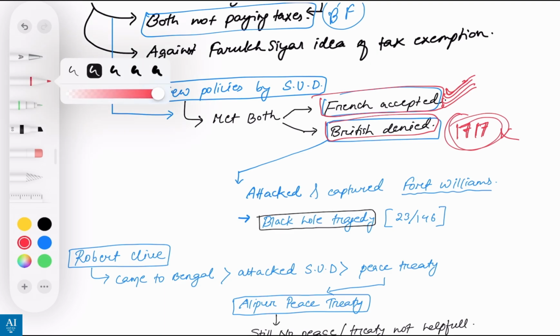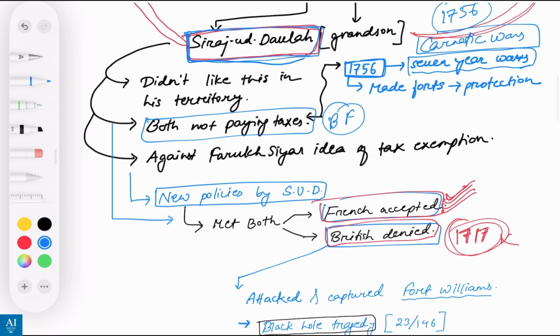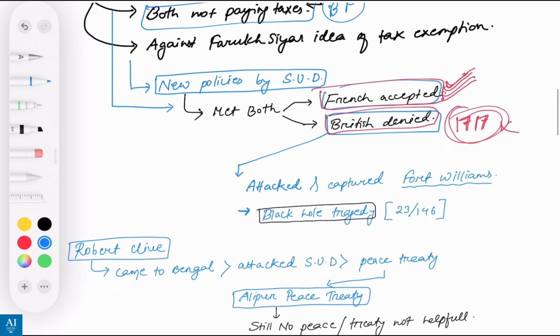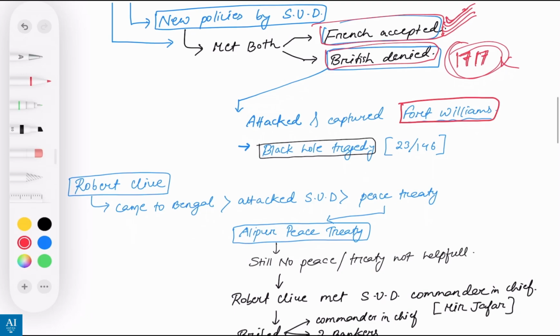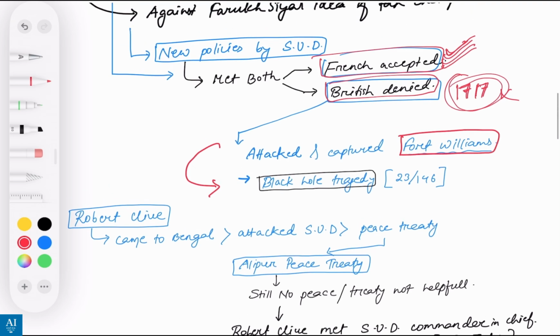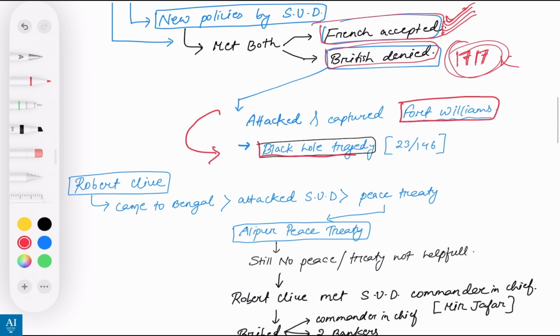And this rejection by the British angered Sirajuddaulah. So what did Sirajuddaulah do? Sirajuddaulah attacked and captured Fort William of the British East India Company. So after attacking, there is a very important event that you need to keep in mind, also important for exams, that is the Black Hole tragedy. What is the Black Hole tragedy?